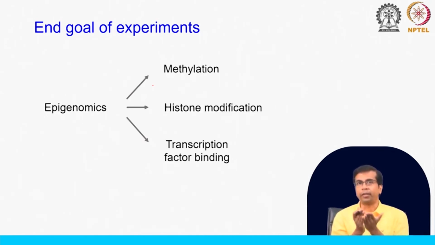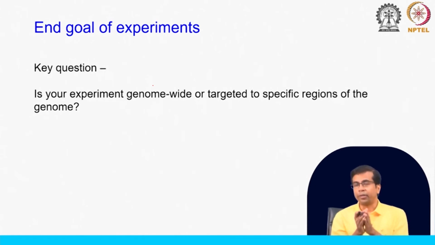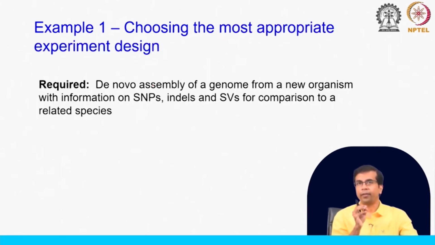Again, epigenomics, you have methylation patterns, you can look at histone modifications or transcription factor binding, these are different aspects. And one of the key questions for all of these projects is, is your experiment genome wide or targeted to specific regions of the genome, because this will again determine which platform you use, whether you use Illumina, you use long read sequencing, etc. So, these are the aspects that you need to think about carefully, and I will give you some examples to help you out with this process.